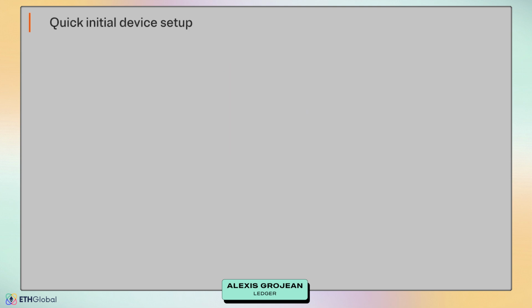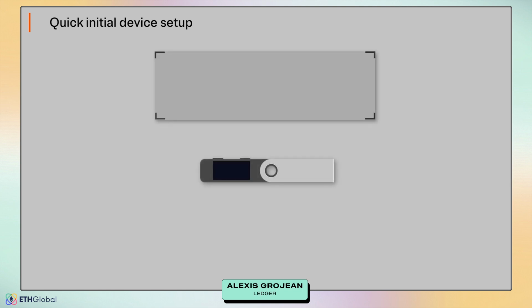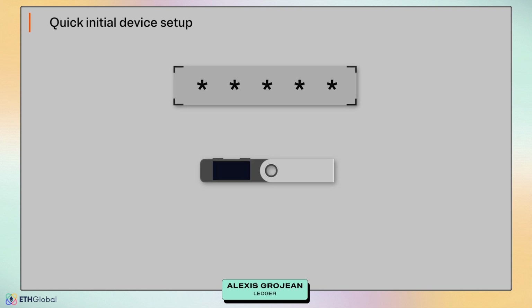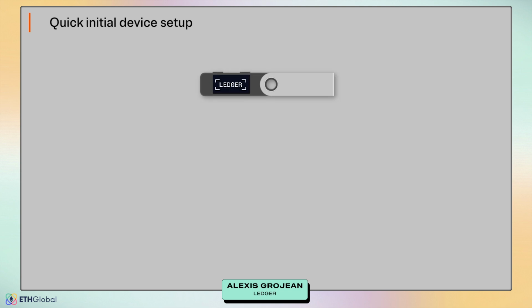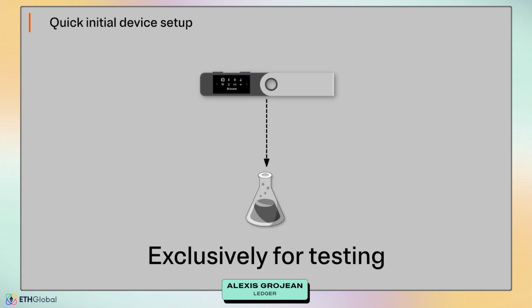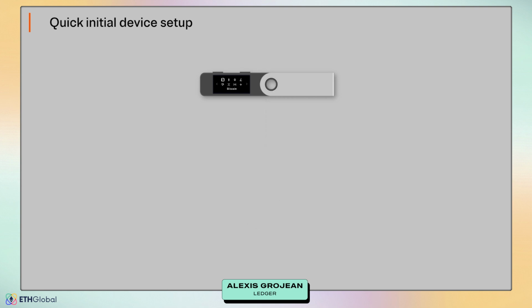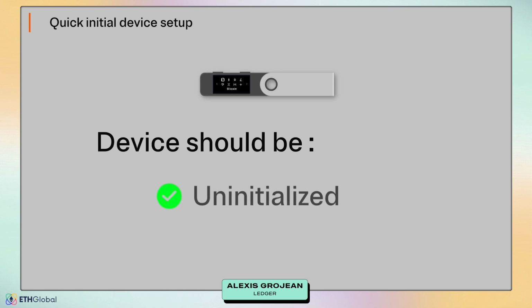Okay, let's talk about the quick initial device setup. This operation is an easy way of getting a device ready with a seed, also known as secret recovery phrase, and pin code. Keep in mind that the seed phrase used during the quick setup is exclusively for testing. The only safe seed phrase is the one generated by your device as part of the classic setup. The quick initial device setup requires the device to be uninitialized and in recovery mode.